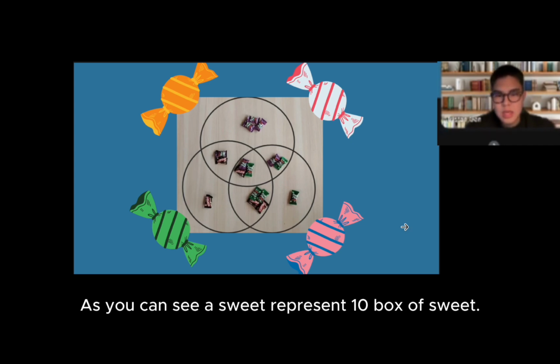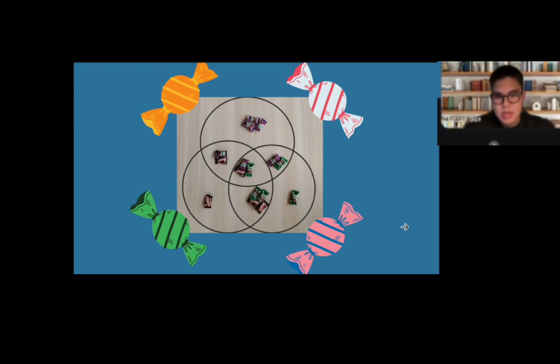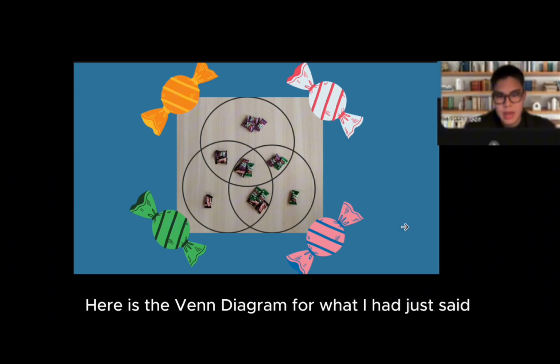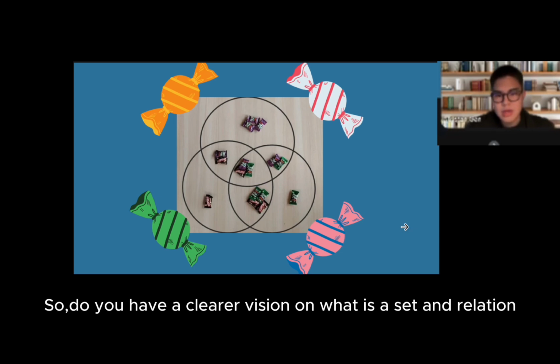As you can see, a sweet represents 10 boxes of sweets. Here is the Venn diagram for what I had just said. So, do you have a clearer vision on what is set and relation?